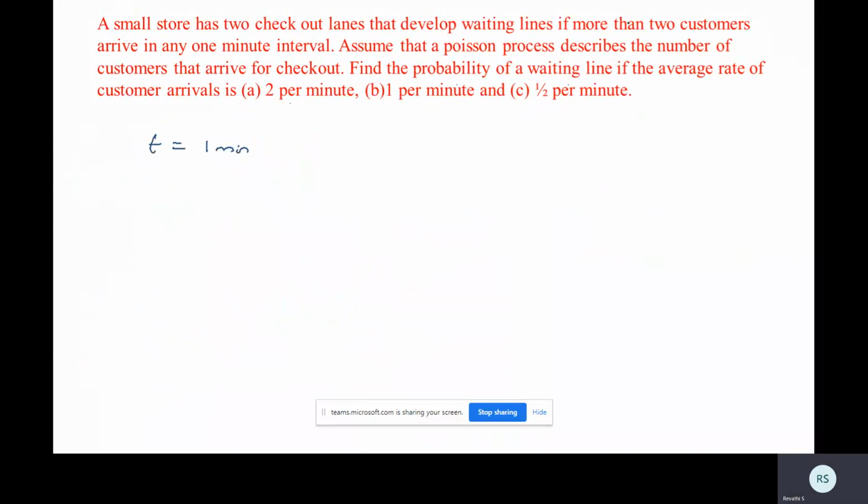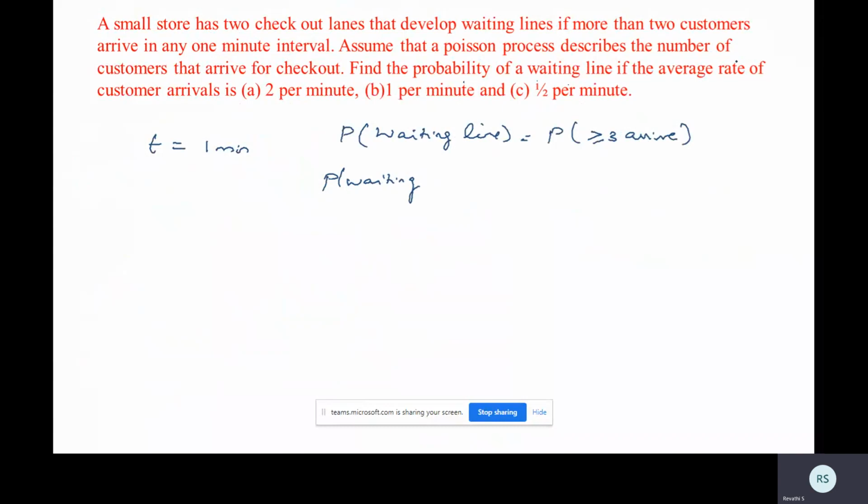And here they have mentioned if more than 2 customers arrive. So more than 2 customers arrive in the sense when the waiting line is formed, the probability we are going to find is the waiting line. So when the waiting line is formed, if only we are having more number of customers per minute. Okay, so waiting line is nothing but the probability that we are having 3 or more arrivals. Correct. Okay, so what you have to do now? You have to find 1 minus the probability of waiting line.